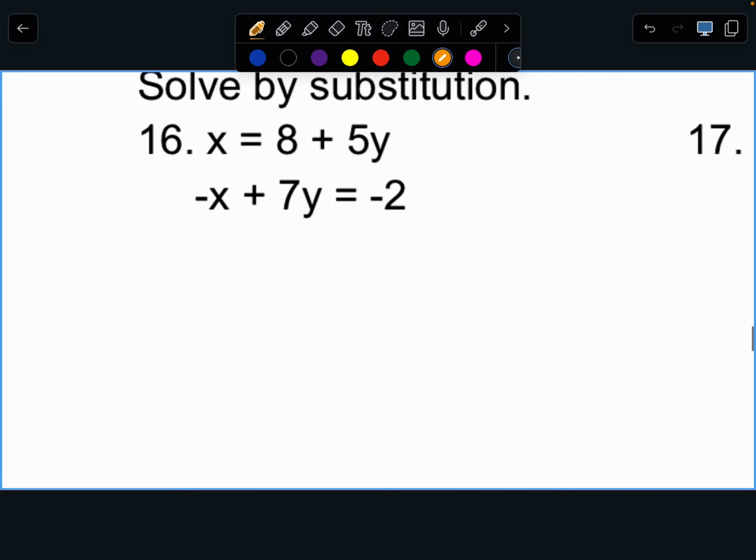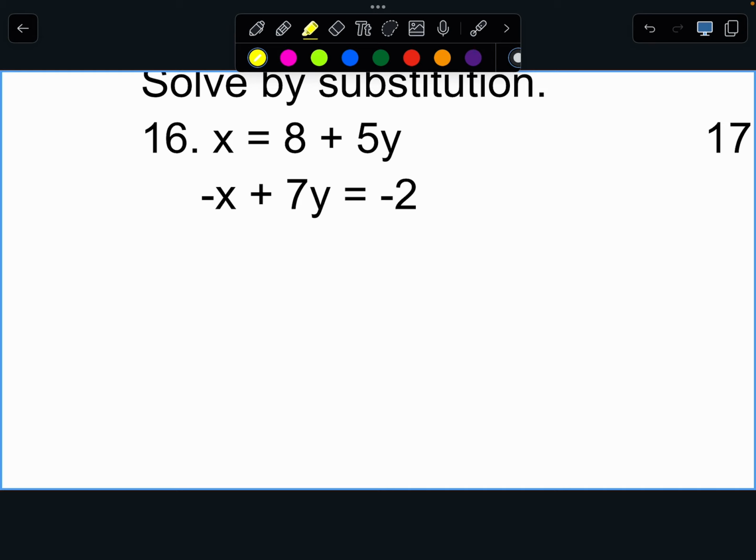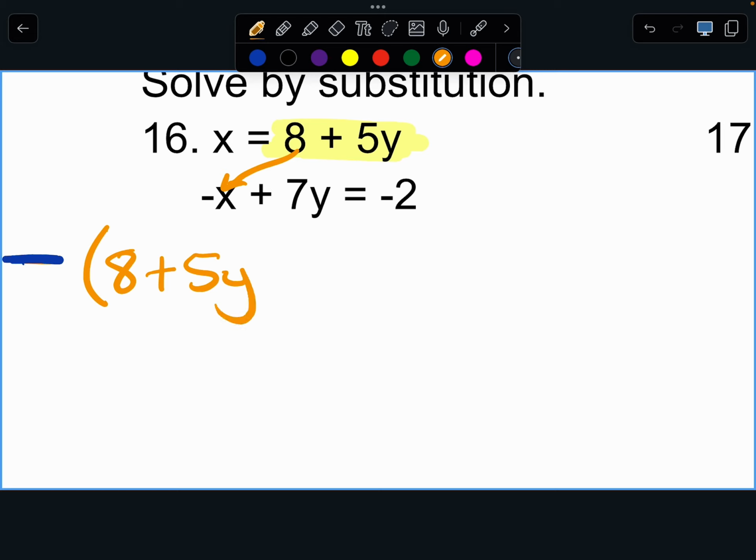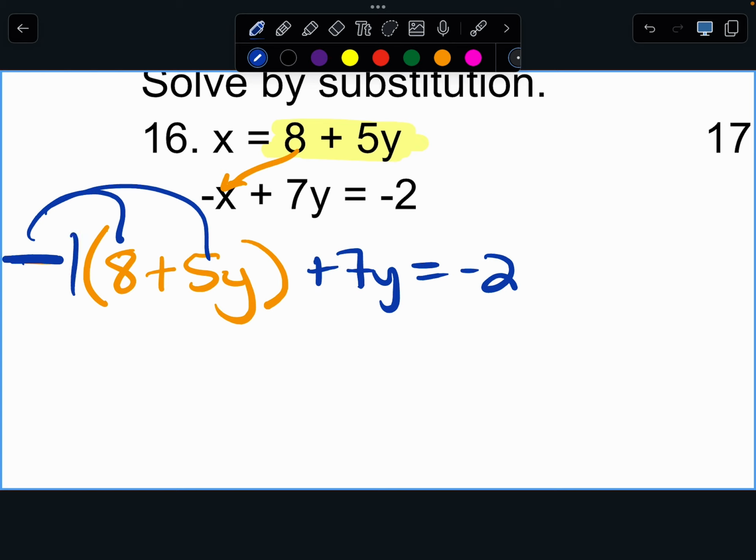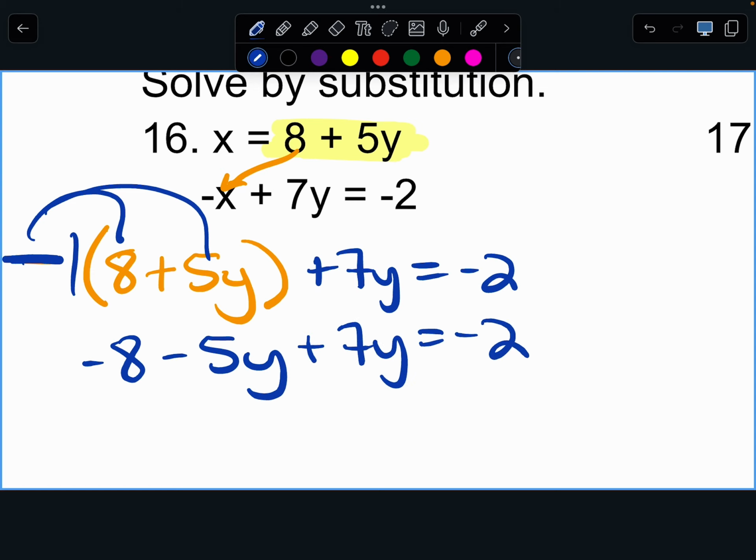Okay, substitution. This right here is what x equals. I'm going to plug x in right there. So there's a negative sign already on the outside of that. I'm going to replace the x with 8 plus 5y. Then I have plus 7y equals negative 2. I distribute. Remember, there's an invisible 1 right there. So negative 8 minus 5y plus 7y equals negative 2.